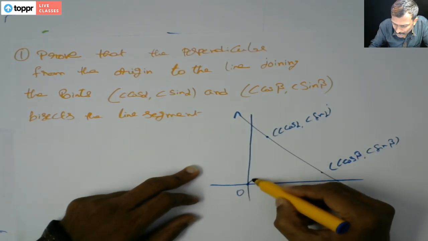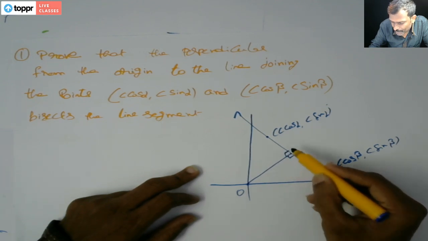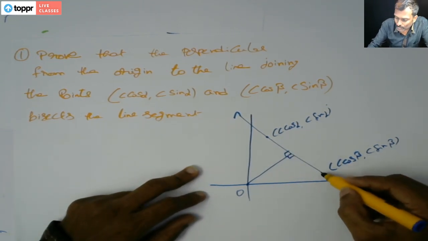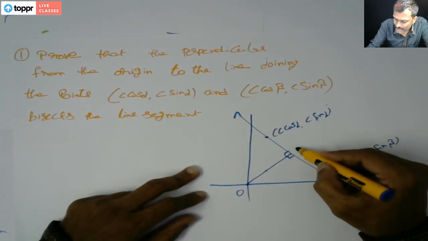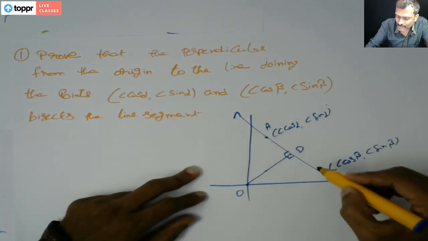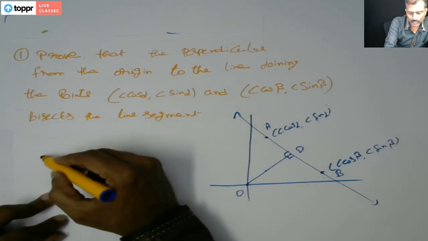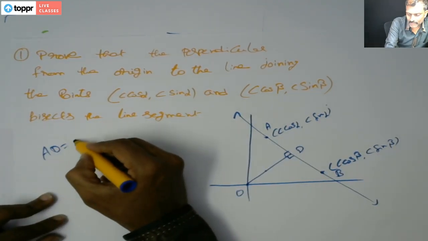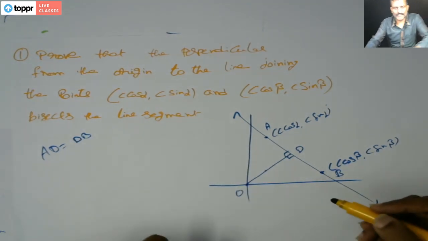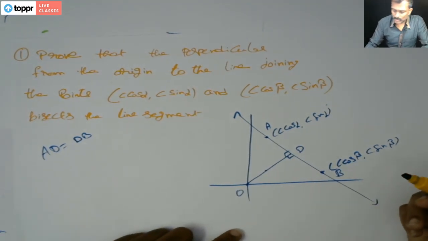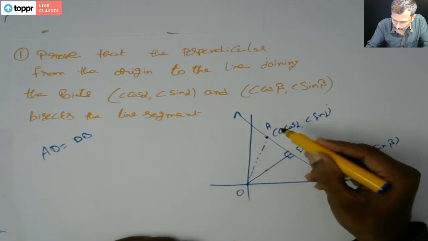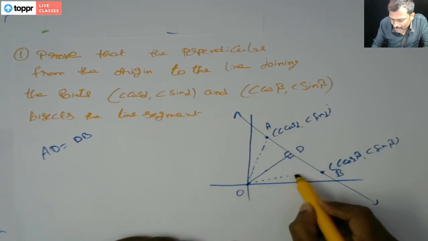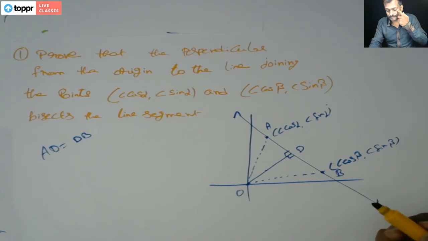So I join the perpendicular from the origin. This is the perpendicular. He is asking us to prove that this line bisects this. Suppose this is D and I'll name these points A and B. I need to prove AD is equal to DB. So we will simply join OA and OB.